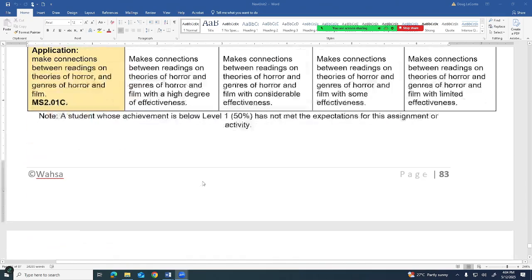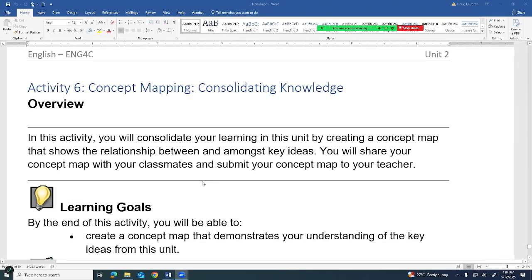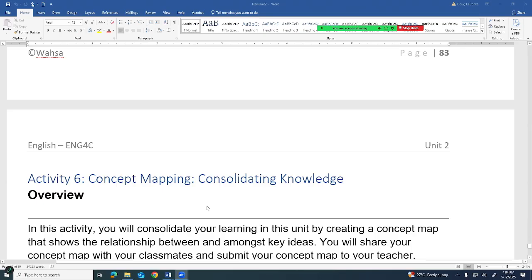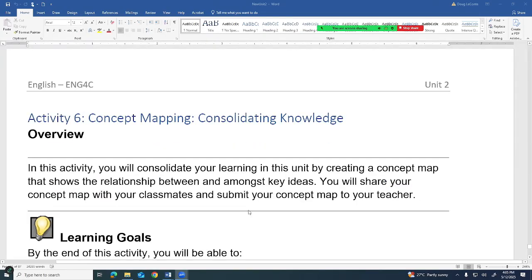Now, today, as I promised, we will finish up Unit 2 with Activity 6, Concept Mapping, Consolidating Knowledge. In this activity, you will consolidate your learning in this unit by creating a concept map that shows the relationship between and amongst key ideas. You'll share your concept map with your classmates and submit it to your teacher.